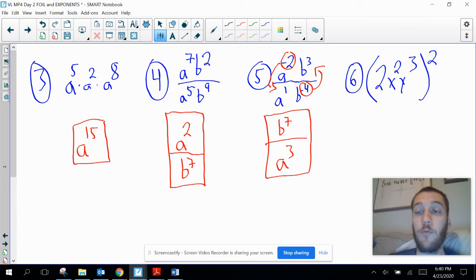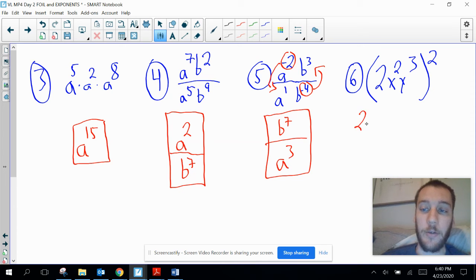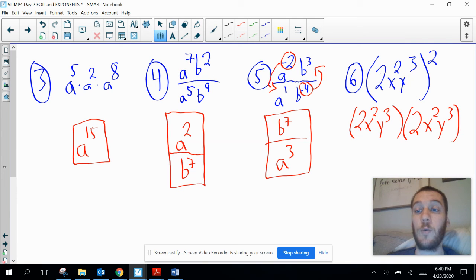And lastly, over here, if we raise it to an exponent, everything is being raised. This is basically like it says 2x squared y cubed. If we square that, it means we're multiplying it by itself, 2x squared y cubed. And what's essentially going to happen is I'm raising 2 squared. That's 2 times 2, that's 4.